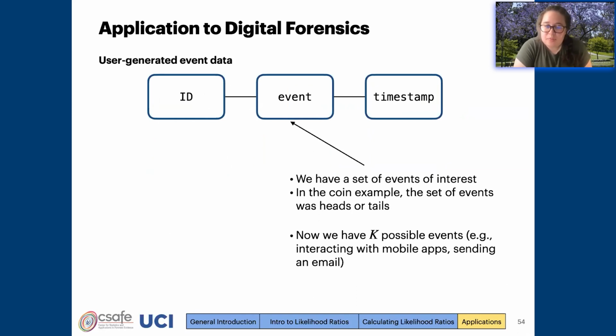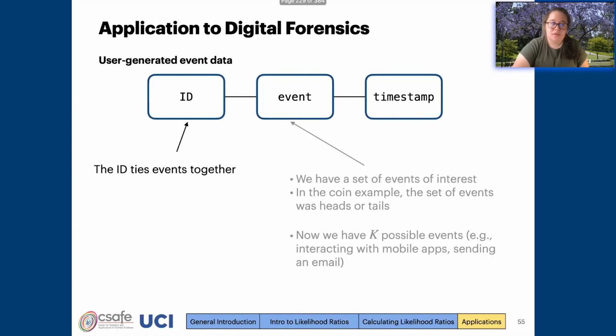So looking at these 3 pieces, we have a set of events of interest, and tying this back into the coin example that we've been looking at this entire time. In that example, the set of events that we were looking at had 2 events of interest. It was either heads or tails for the coin. Now we're saying that we have many possible events that could happen, and so way more than 2. And specifically, we'll say that the number of events possible is capital K. So again, this could be things like interacting with apps or sending an email. And we also have this ID that ties particular groups of events together.